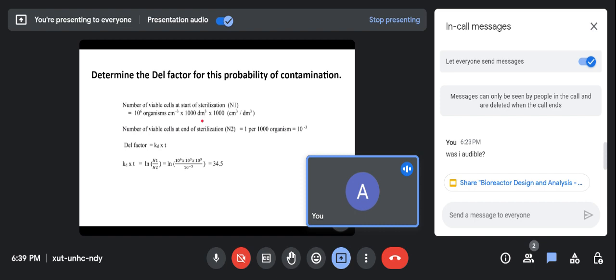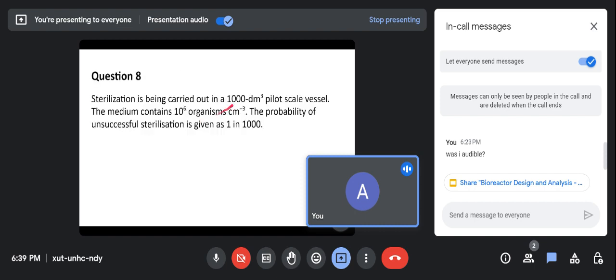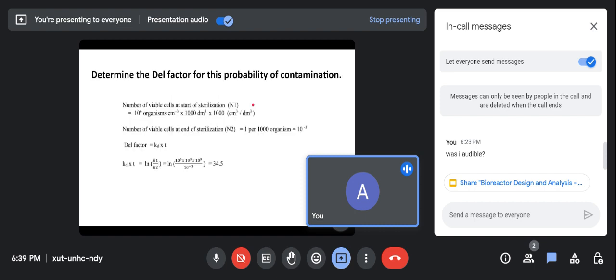Into 1000 dm³, which is also given, and you have to convert this dm³ into centimeter cube, right? So you multiply it by 1000, because 1 dm is equal to 10 cm. So you get the initial number of cells and the number of viable cells at the end of sterilization. N2 is 1 per 1000 organisms, so that is 10 to the power minus 3.